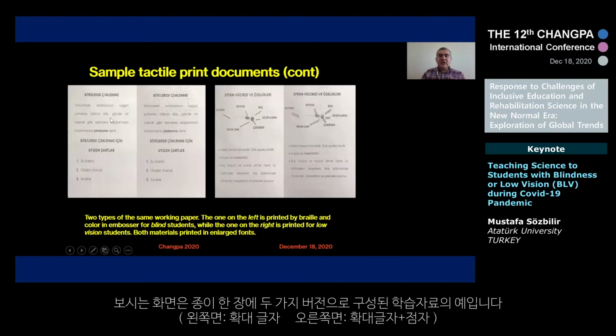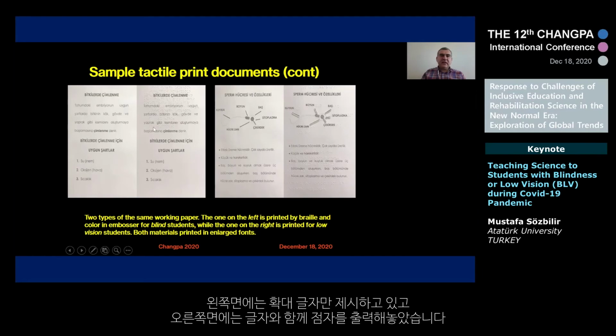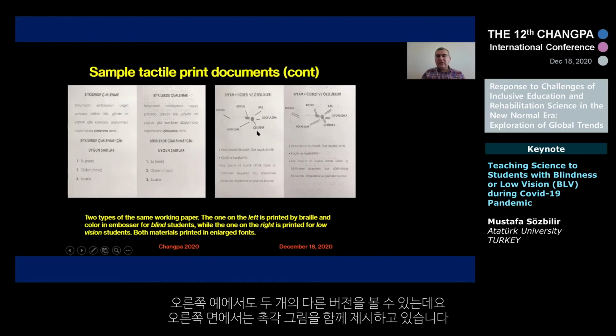You can see here the two different versions of the same material. On the left-hand side is the enlarged print. On the right-hand side, the normal text is printed, and also the Braille printing on the same material. You can see the different versions. On the right-hand one, you can see the diagrams, which are also highlighted.